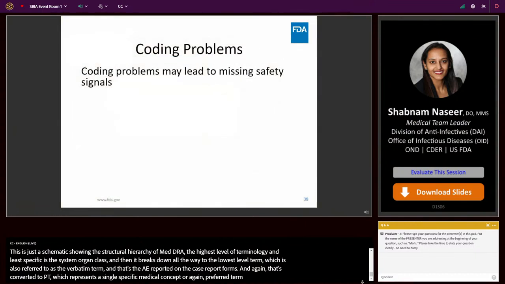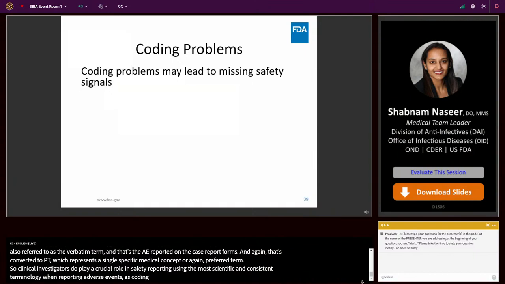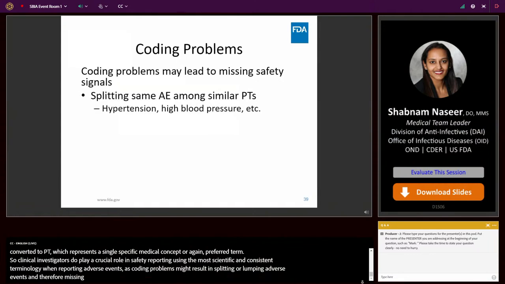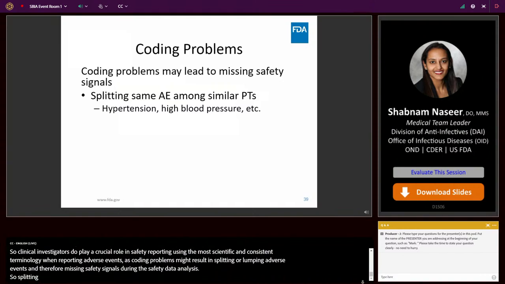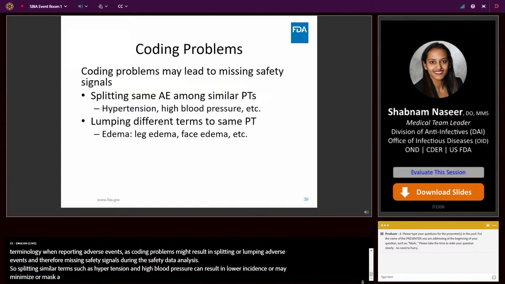So clinical investigators do play a crucial role in safety reporting using the most scientific and consistent terminology when reporting adverse events, as coding problems might result in splitting or lumping adverse events and therefore missing safety signals during the safety data analysis. So splitting similar terms such as hypertension and high blood pressure can result in a lower incidence or may minimize or mask a safety signal. Lumping dissimilar terms to the same PT may obscure a safety signal under the lump term.